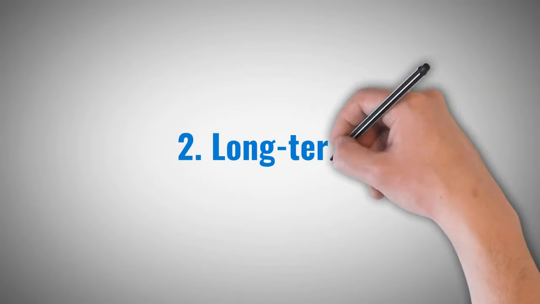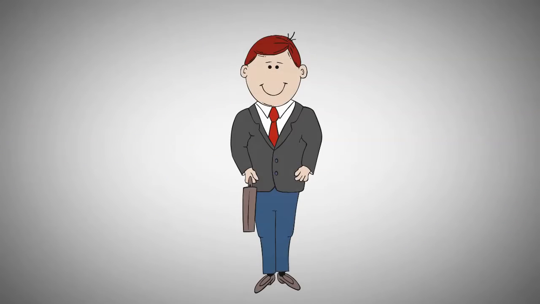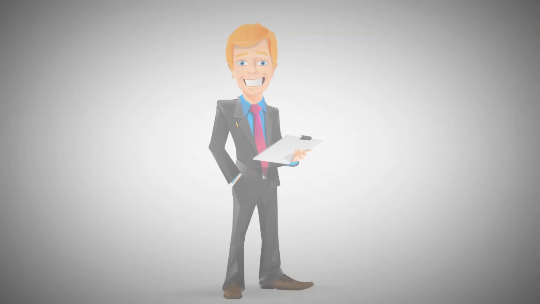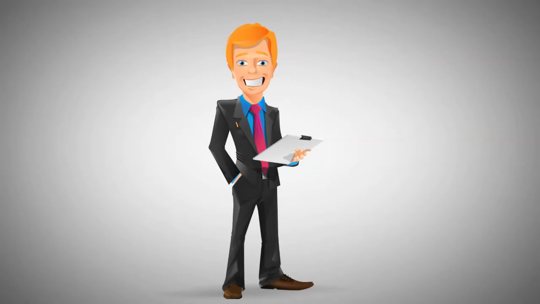2. Long-term. For most small businesses, the only long-term liabilities will be term loans from banks. This would include everything from a 3-year loan for a trailer to a 20-year loan for a building.